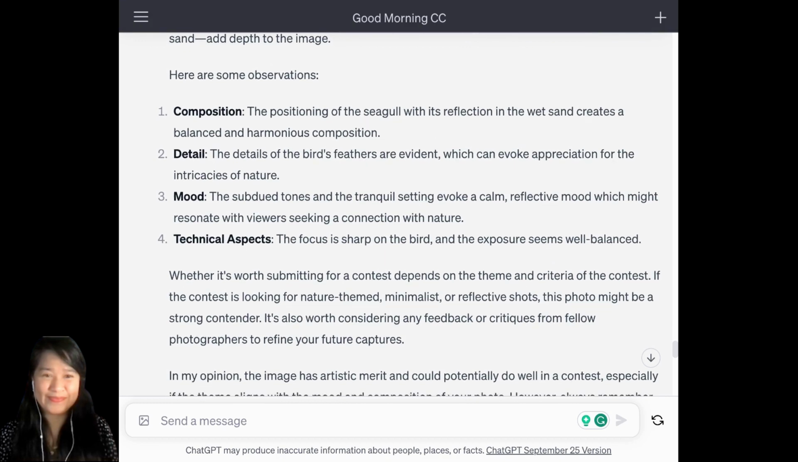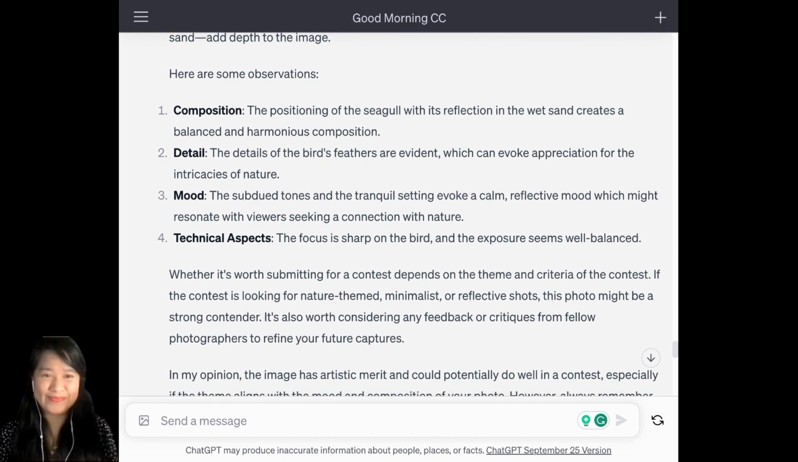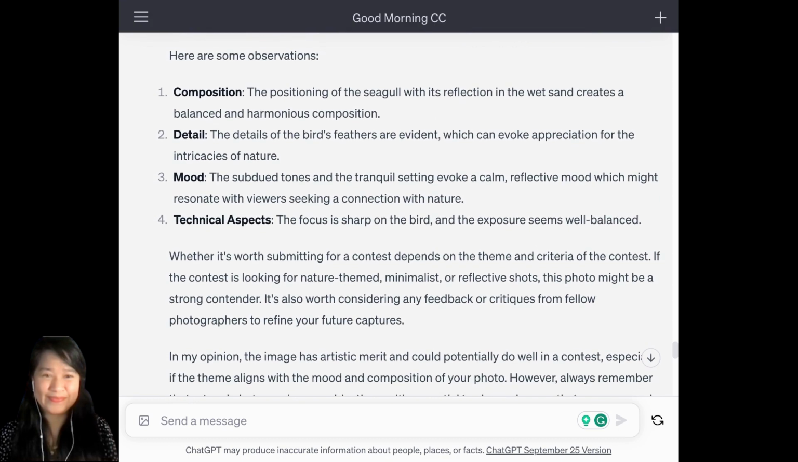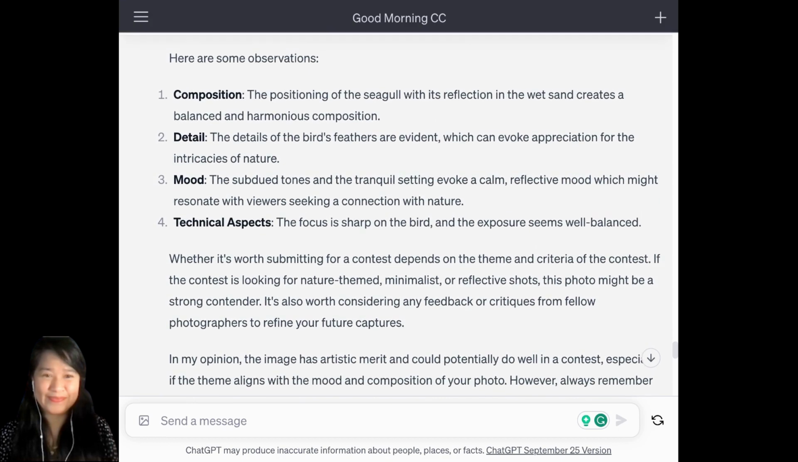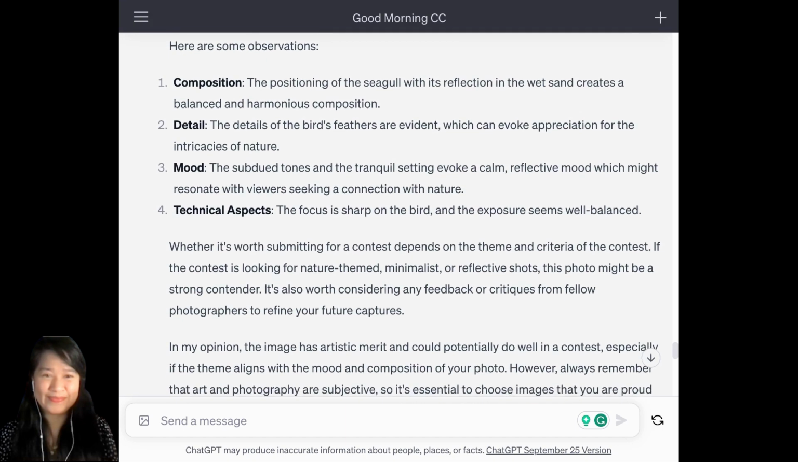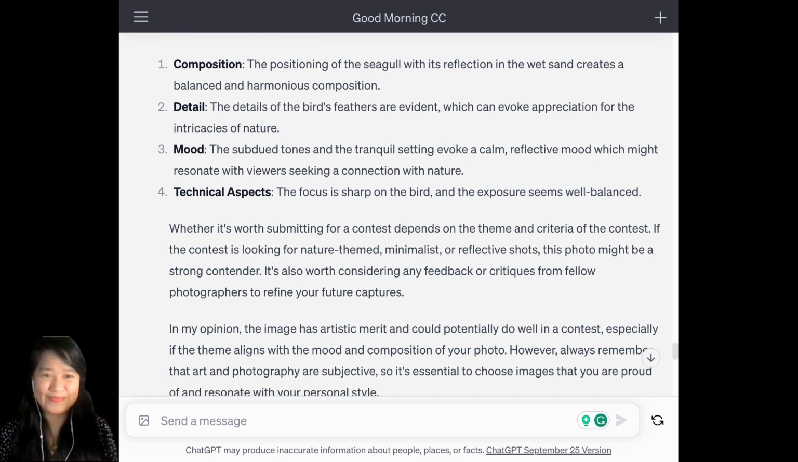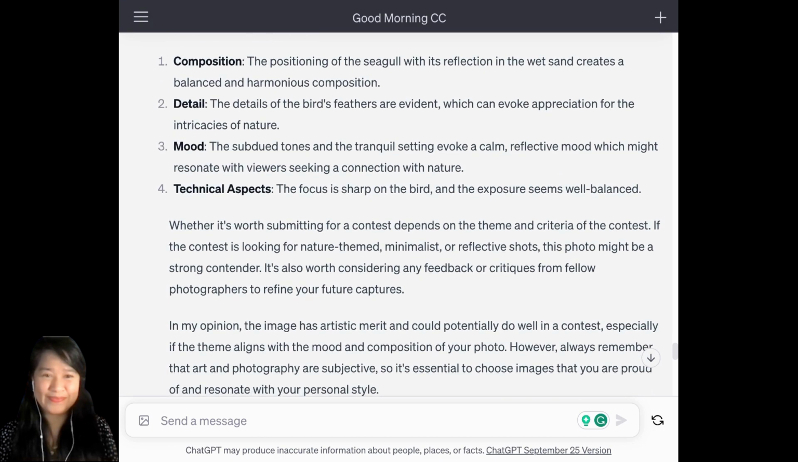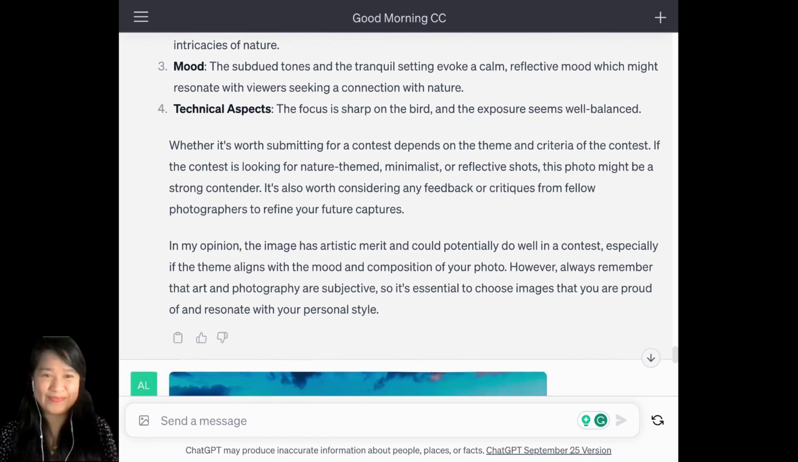For the mood, it's subdued tones and tranquil setting evoke a calm, reflective mood which might resonate with viewers seeking connection with nature. Technical aspect, the focus is sharp on the bird and exposure seems well balanced.